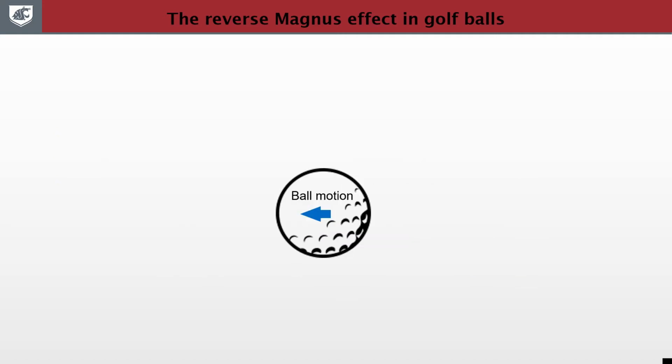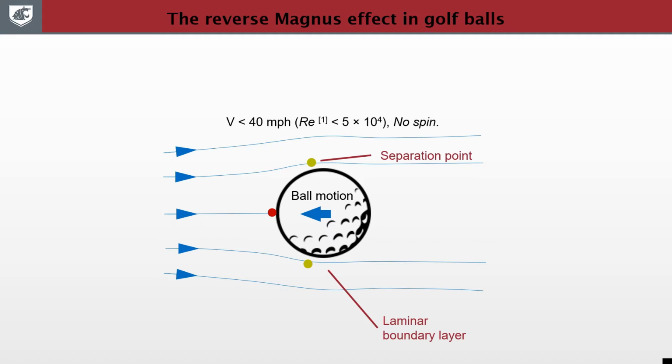At low speeds, the aerodynamic flow lines around a ball are smooth, forming what is called a laminar boundary layer. The flow separates near the ball's equator, resulting in a relatively large wake with high drag and a drag coefficient close to half.